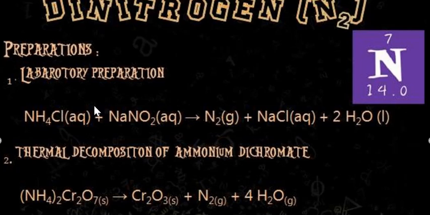The next preparation of dinitrogen is the thermal decomposition of ammonium dichromate. So on heating ammonium dichromate, it gives nitrogen gas. These are the preparations of dinitrogen.